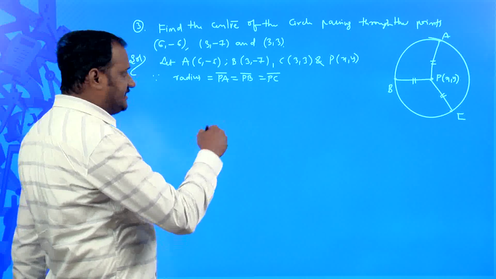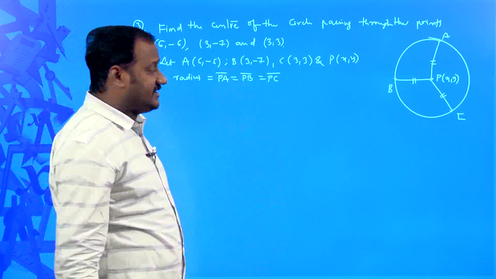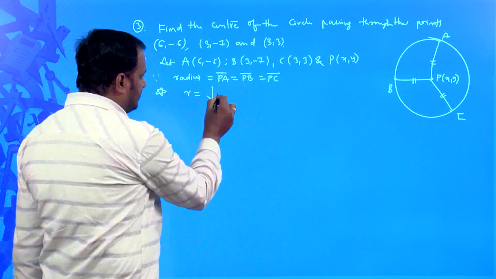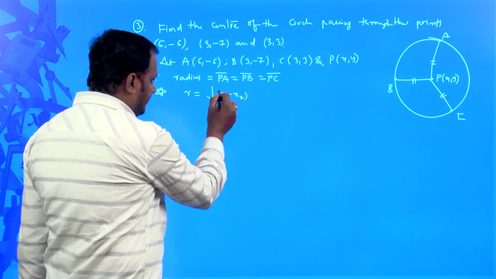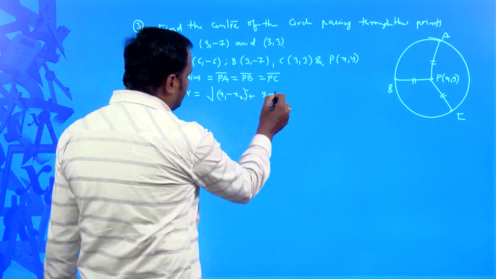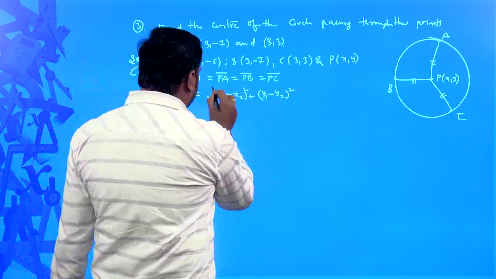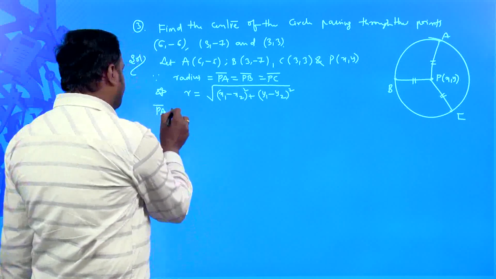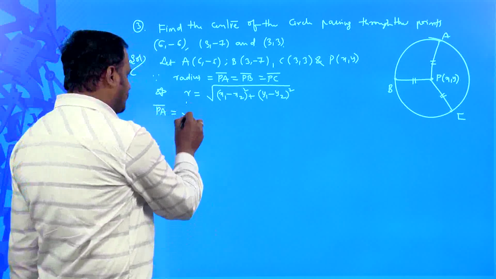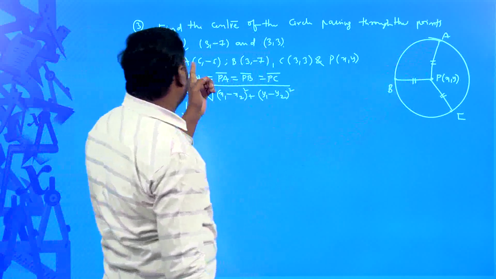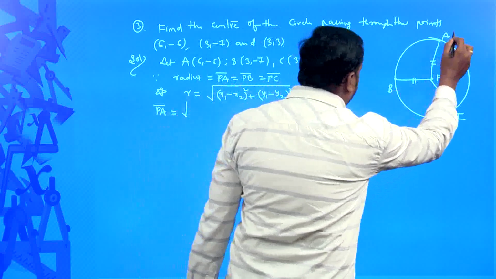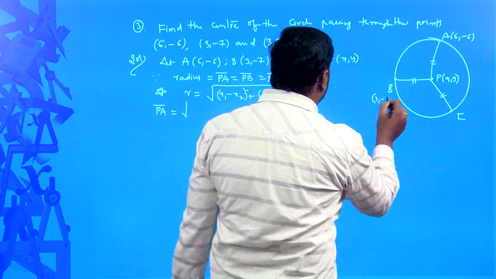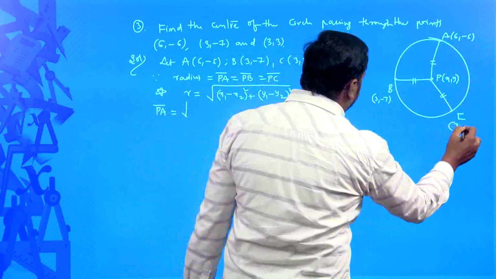So I am going to find the distances PA, PB, PC. For that, I am going to write the formula for the distance. What is the formula for the distance here? Root over x1 minus x2 whole square plus y1 minus y2 whole square. See, I am going to find PA first. PA means the distance between P and A. Here A is 6 comma minus 6, B is 3 comma minus 7, and C is 3 comma 3.